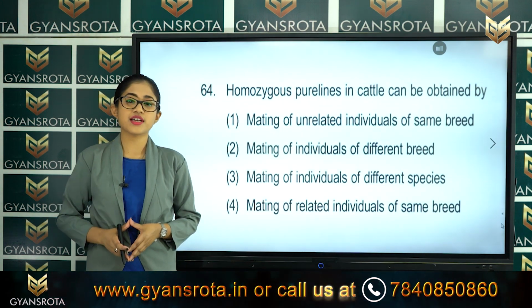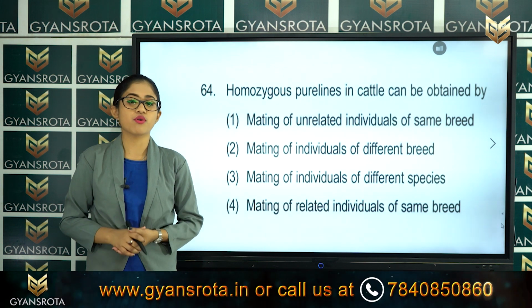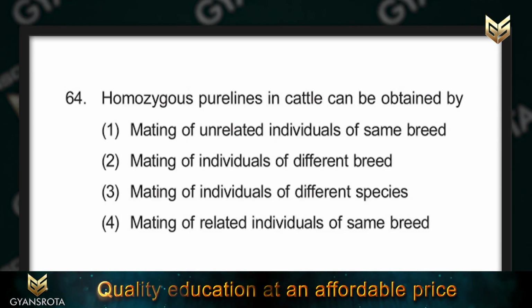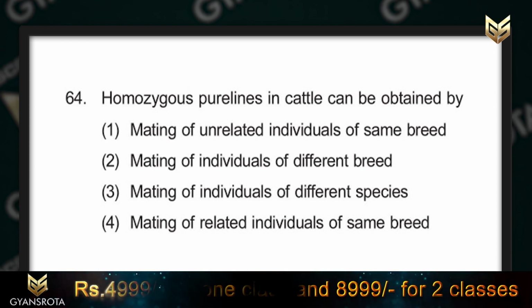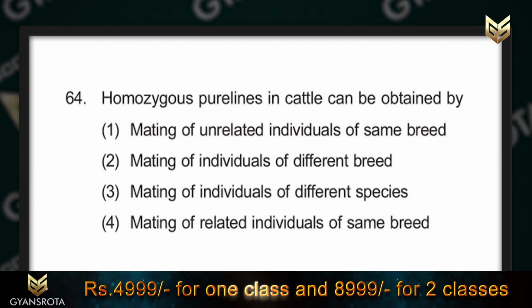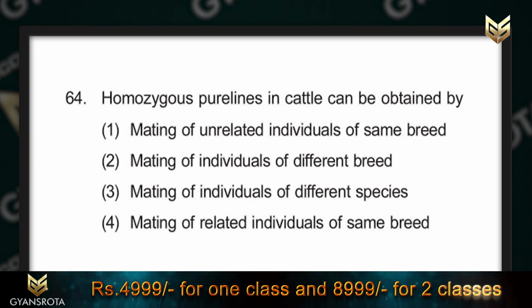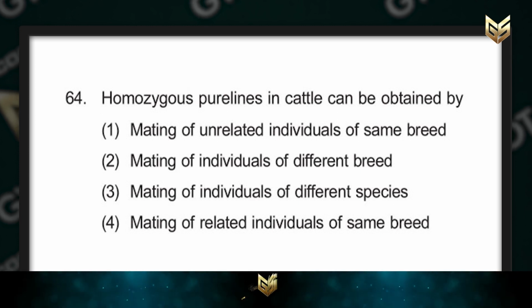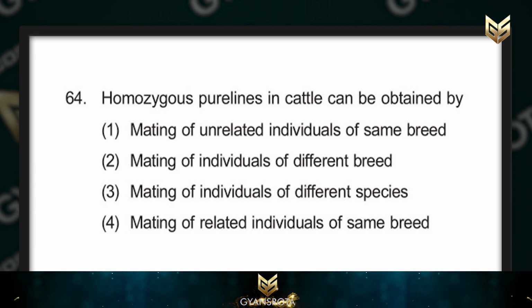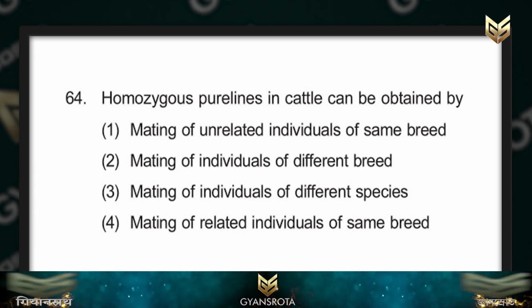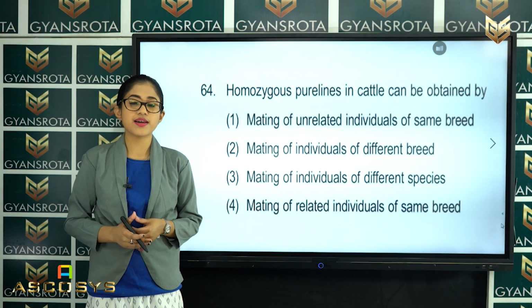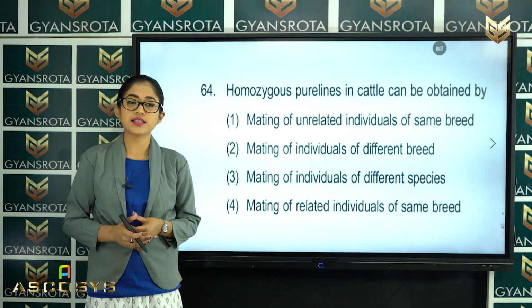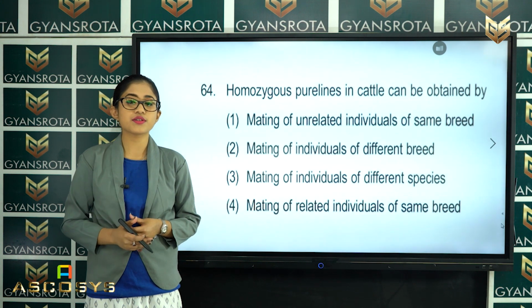Now, in the next question, as you can see here, question number 64, homozygous purelines in cattle can be obtained by mating of unrelated individuals of same breed, mating of individuals of different breed, mating of individuals of different species, or mating of related individuals of same breed. So, this is also a very easy question. We have discussed this in the chapter Enhancement in Food Production and its strategies, right?